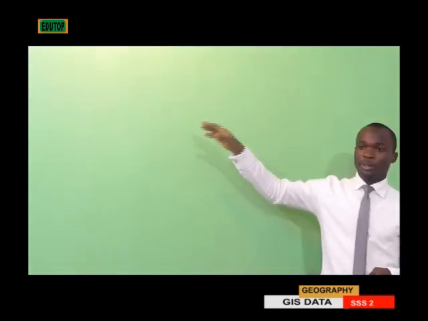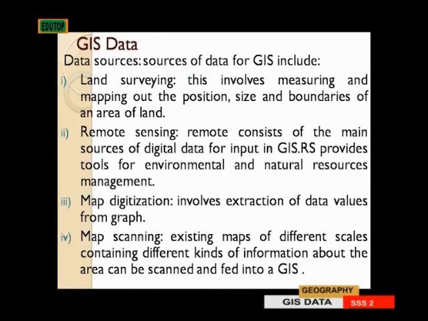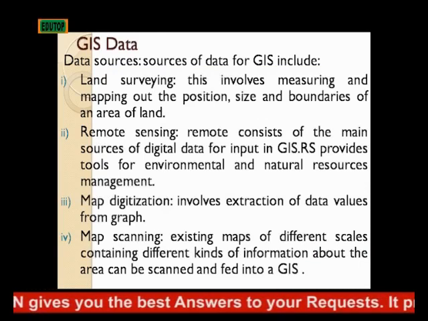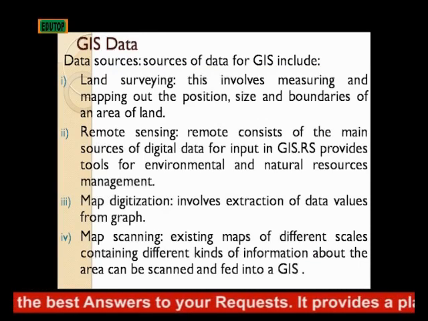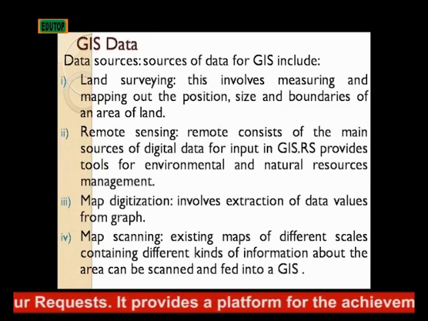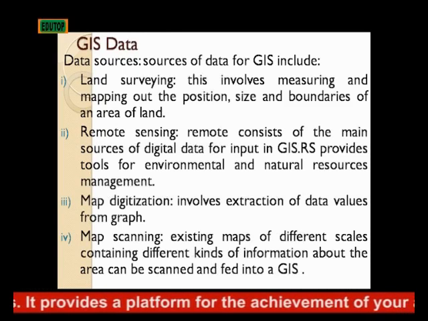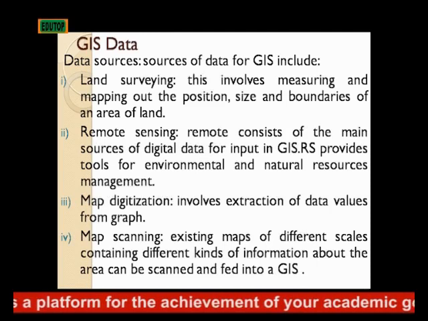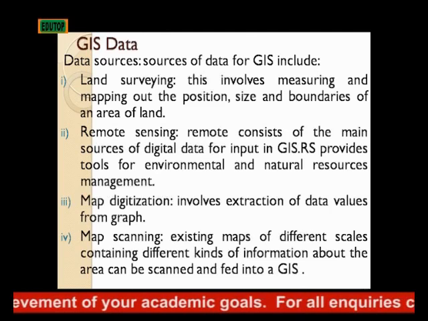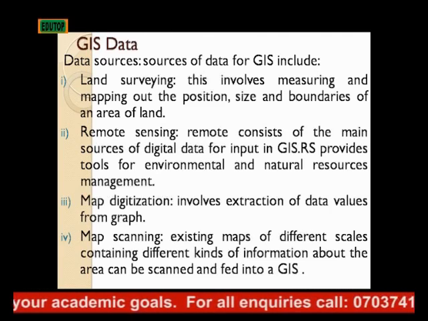Now let's look at GIS data. We'll talk about the data sources. Now, sources of data for GIS include 1. Land surveying. This involves measuring and mapping out the position and size as well as boundaries of an area of land. Another source is the remote sensing. Remote sensing consists of the main sources of digital data for input in GIS. Remote sensing here provides a tool for environmental and natural resources management.